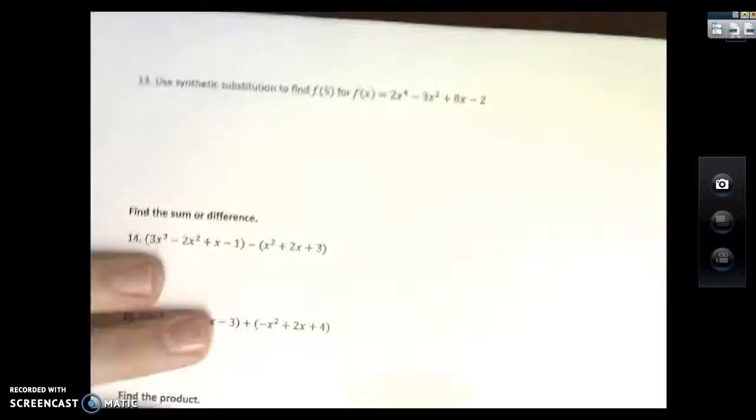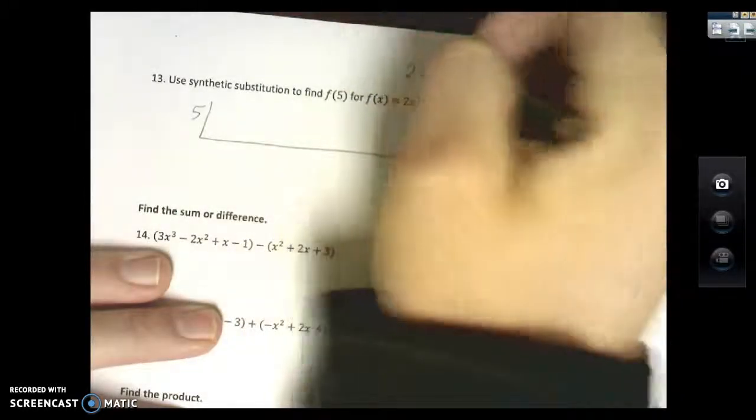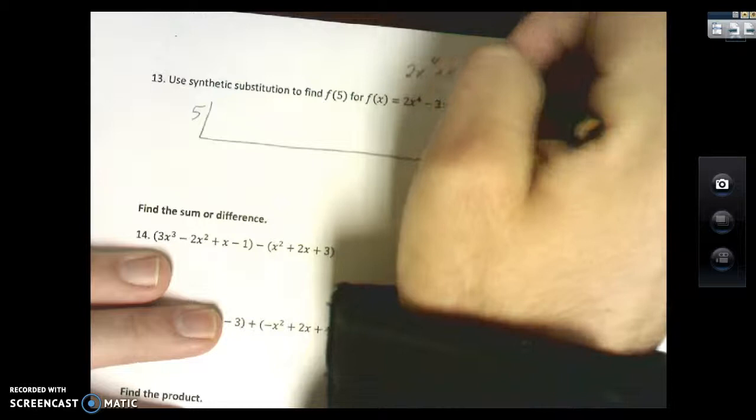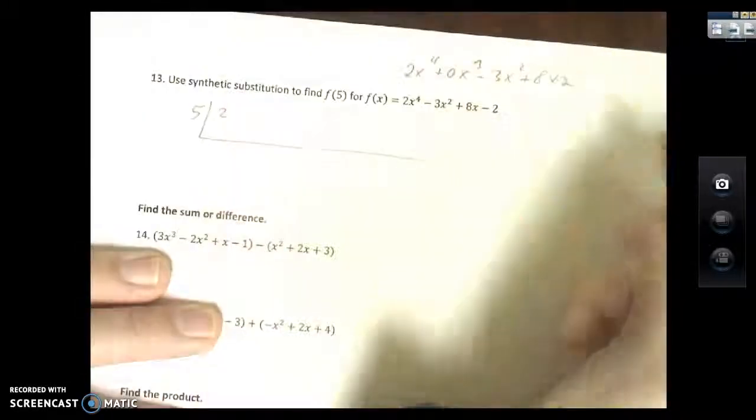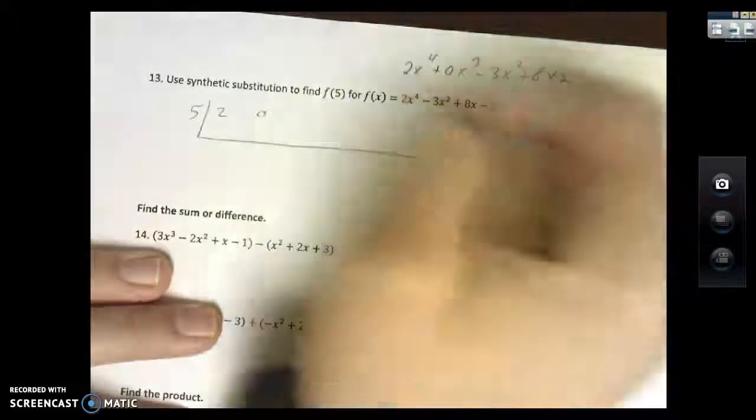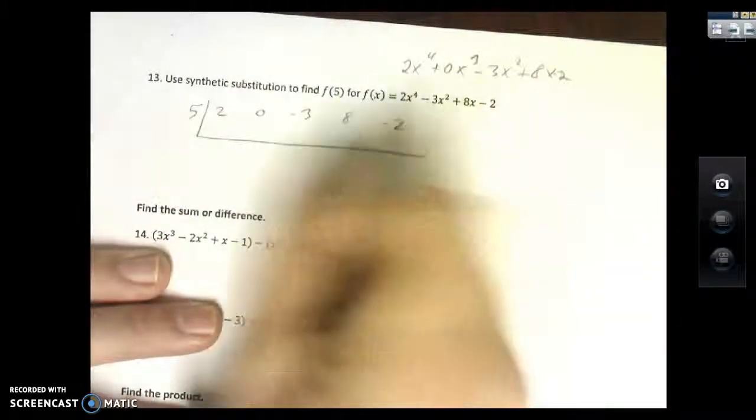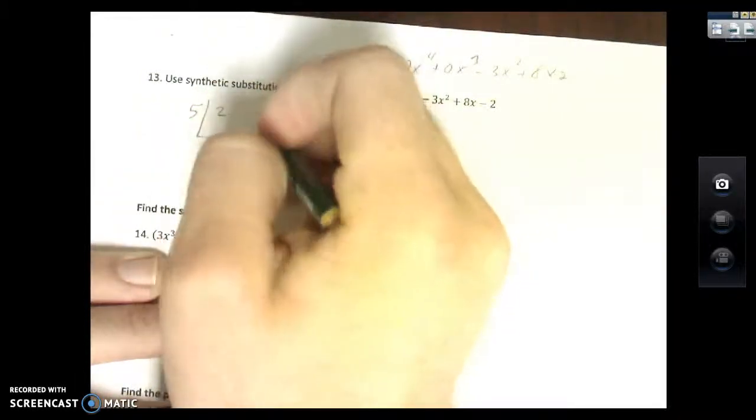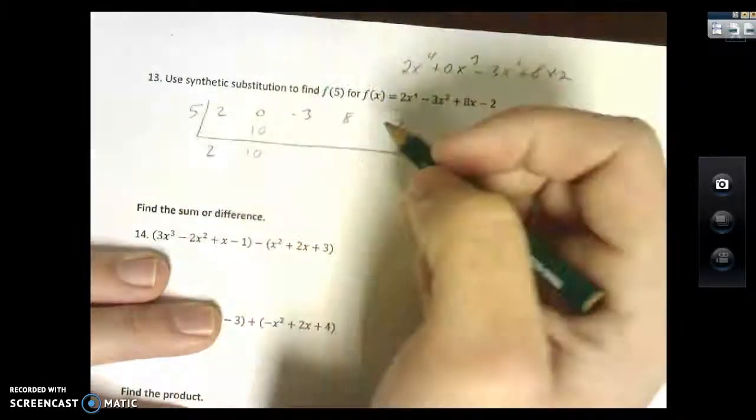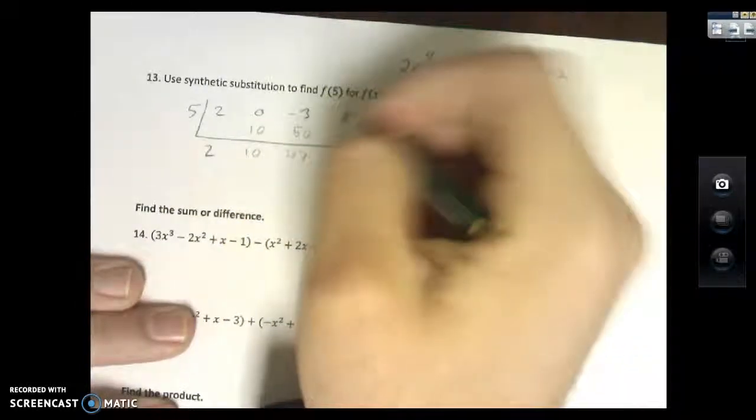Here we go. The f of 5, that's what we put out front. Now, please note, it goes 2x to the 4th. I don't have any x to the 3rd. So I'm going to put 2 first, followed by 0, followed by negative 3, followed by 8, followed by negative 2. Again, I'm putting the 0 here because I don't have an x cubed. Now we're just doing our synthetic substitution property, or process. Drop the 2 down, multiply, add, multiply. Oh boy. Multiply.